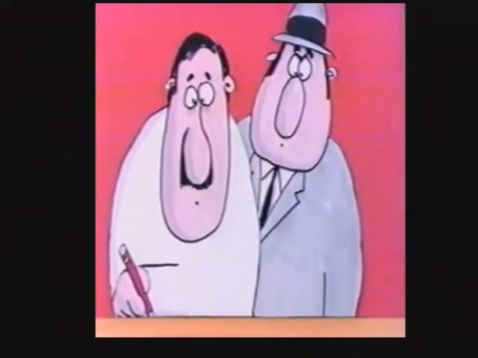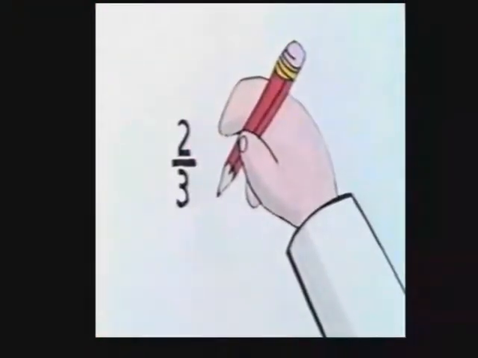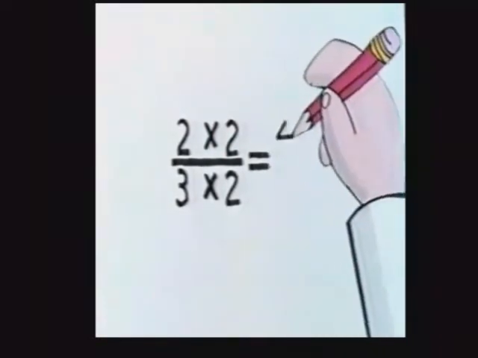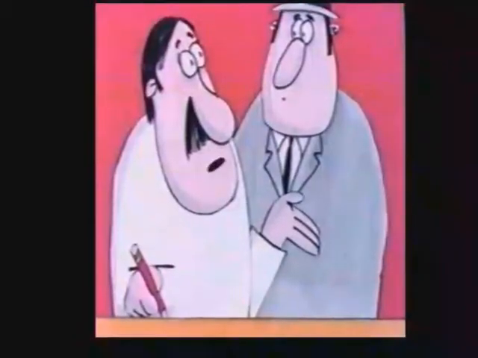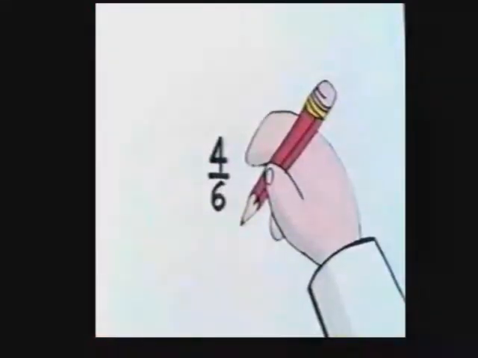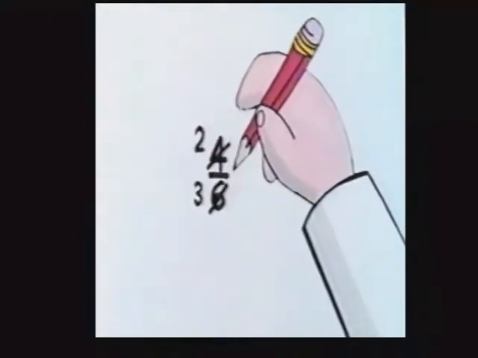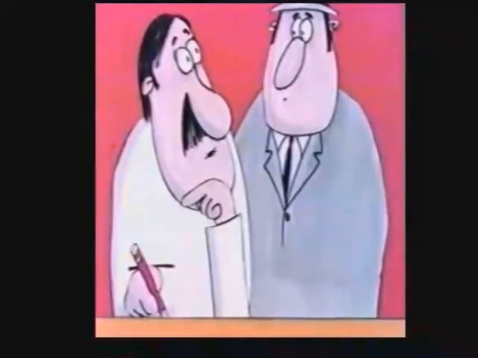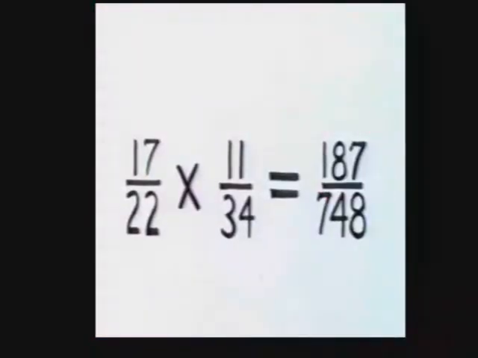Let me explain. Here's 2/3. Now, everybody knows that if you multiply both the numerator and the denominator by the same non-zero number, say 2, you get an equivalent fraction. Here, 4/6. So, if you can spot a number that divides both the numerator and the denominator of a fraction, in this case 2, we can divide the numerator and denominator by that number and obtain an equivalent fraction, in this case 2/3. So what I have got to do is see if there is any number that divides both 187 and 748 and then divide by it.